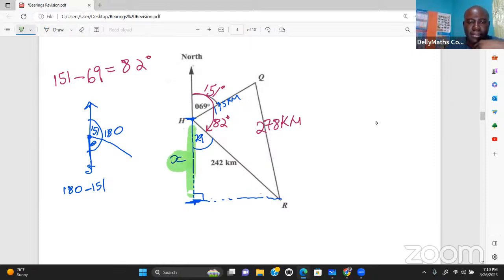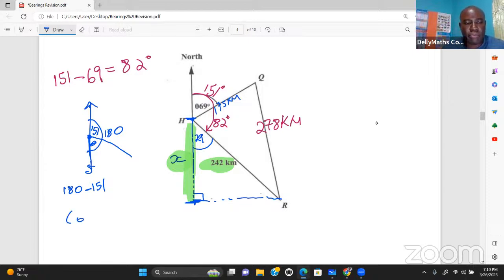We need this distance, right? So that distance is an adjacent side to the 29 degrees, and we have the hypotenuse. So you want to go back to your trig ratio. And why trig ratio is because we actually have a right angle triangle, right? So because it's a right angle triangle, we could work it out right here.